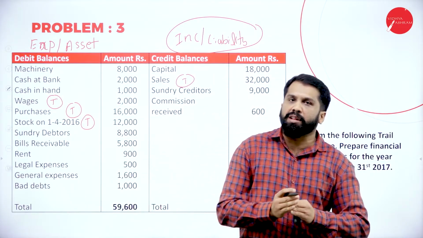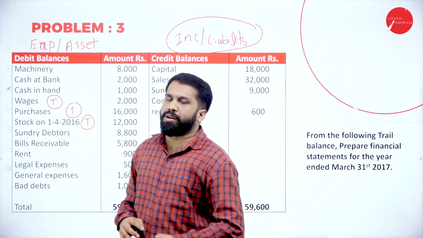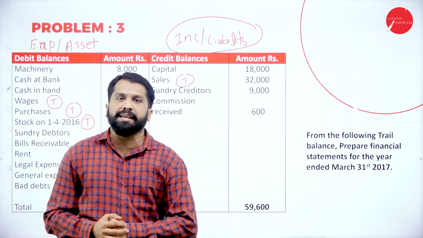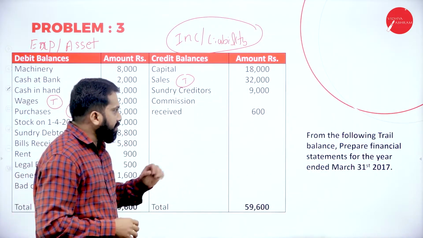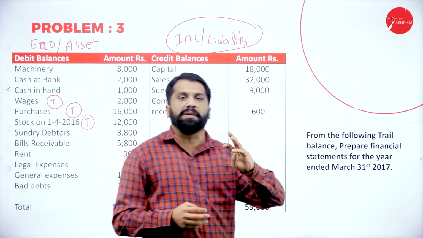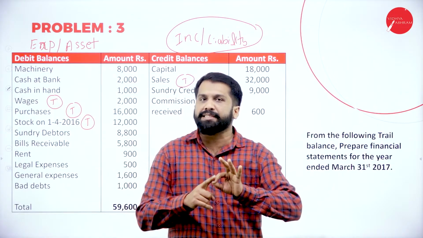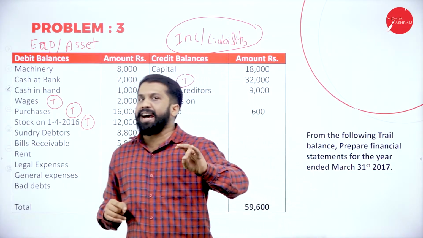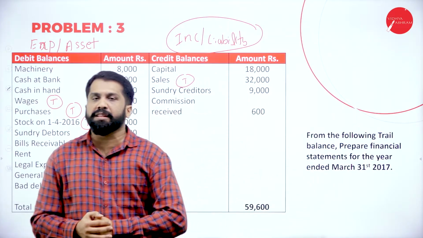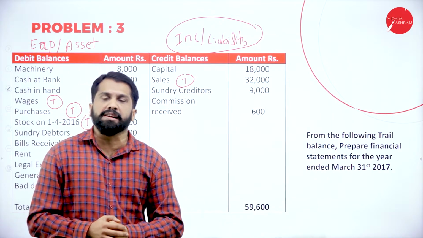Now, we'll recall or revise your trading account. What will come under the debit side? Like your debit side, we will get opening stock, purchases, carriage inward, freight charges, and coal, gas, power. These things will come on the debit side of your trading account.